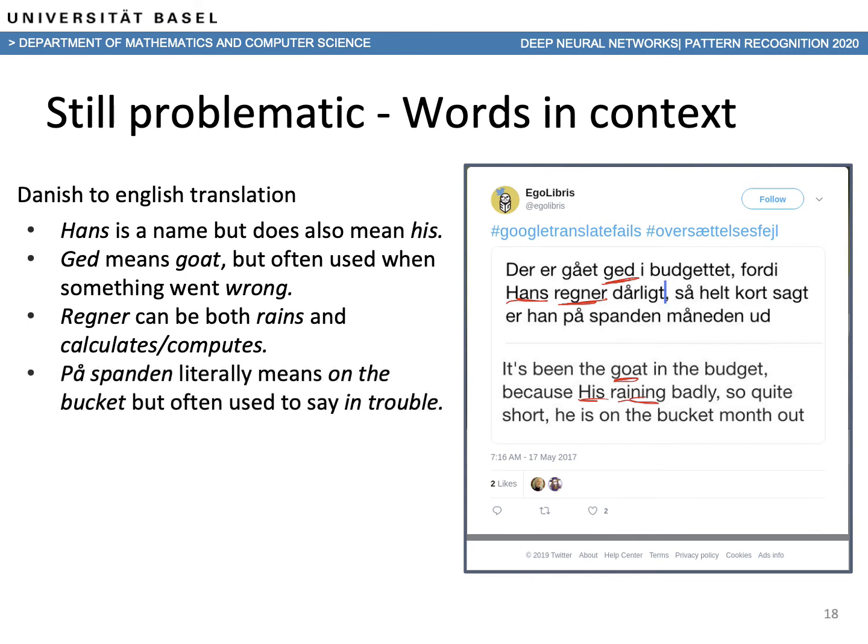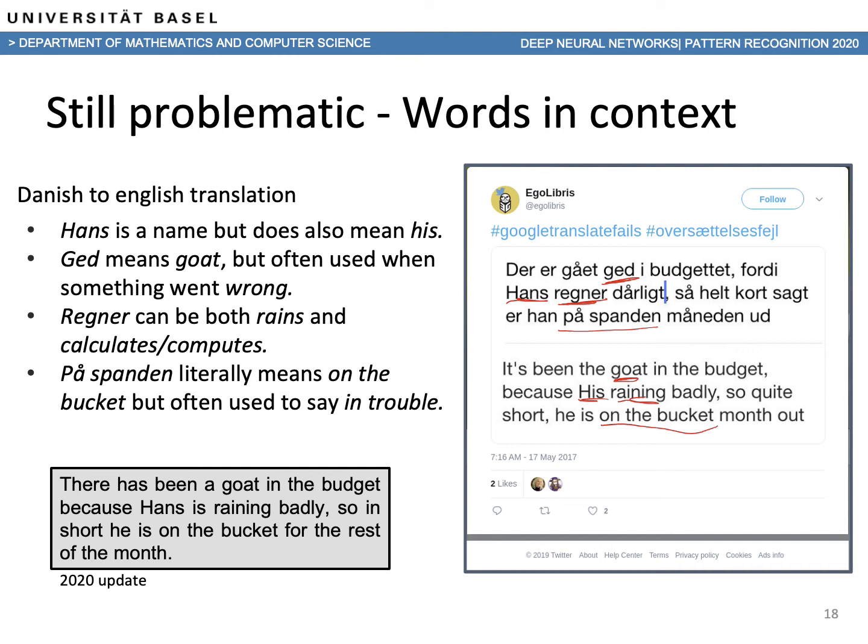And then there is here the phrase that the machinery literally translated to being on the bucket. But this here should instead be, this is a saying used to say if something or someone is in trouble. So he's in trouble for the rest of the month because of this bad computation in his budget.